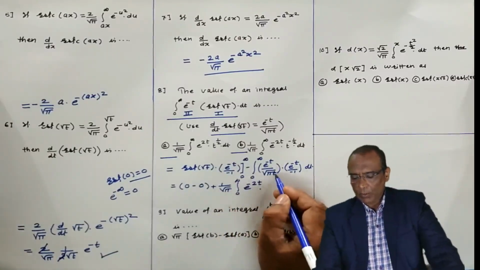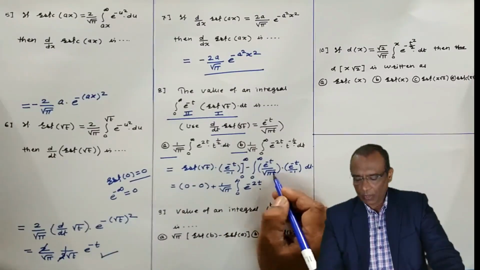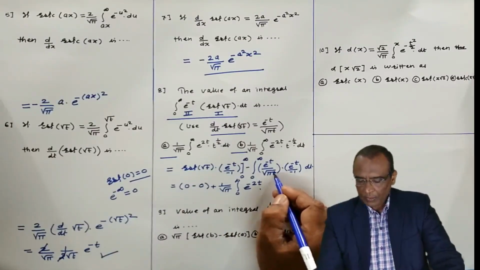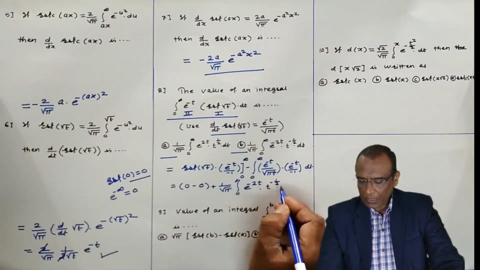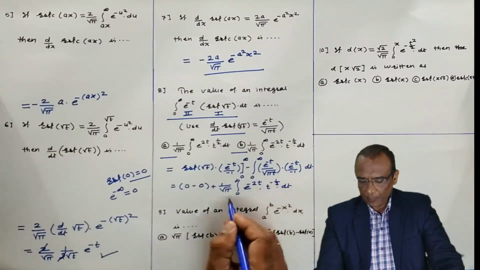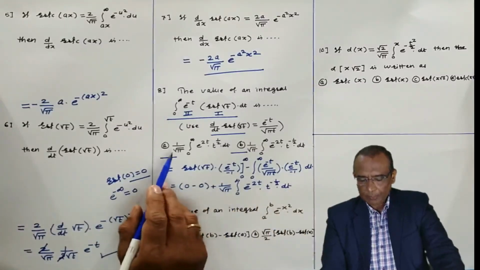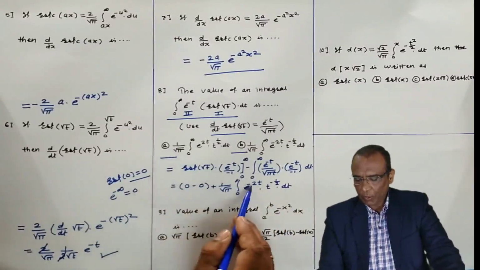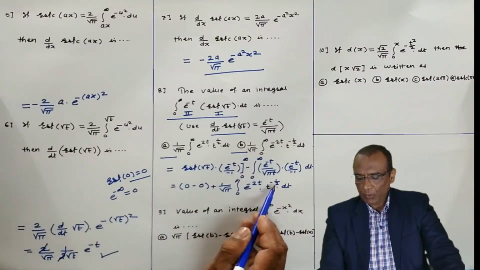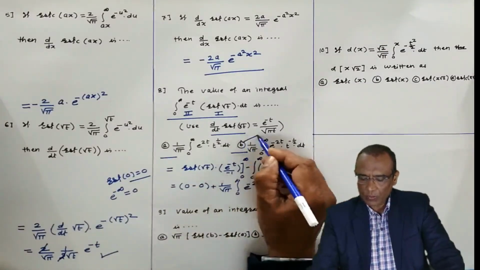And 1 by root t. This is the denominator, 1 by root t. This can be written as t to the power minus 1 by 2. So in this way options are given. So what is the correct option then? 1 by root pi, integral 0 to infinity e to the power minus 2t, t to the power minus 1 by 2. This is the correct option.